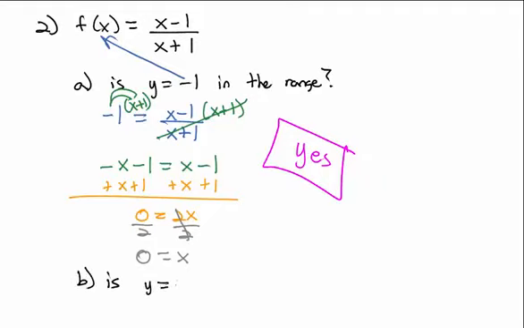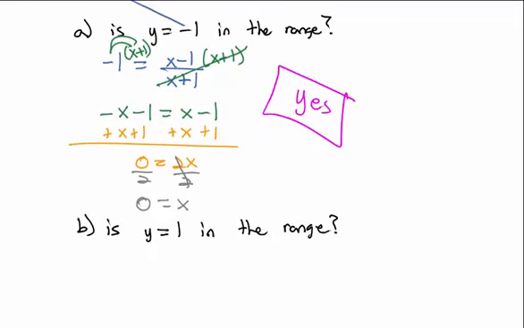What about is y equals positive 1 in the range? Well, we'll plug positive 1 in, so we've got positive 1 is equal to x minus 1 over x plus 1.